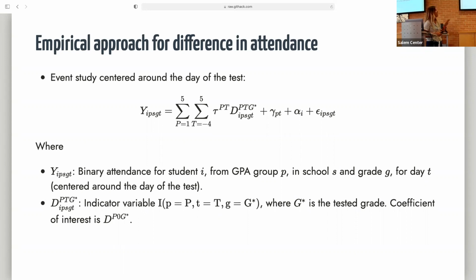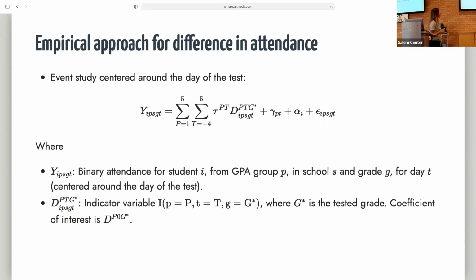Right, but we're going to anchor it at the first day of the window, so minus 5 days before the test. And what we're doing here again is using a binary attendance, so whether the kid is at school or not. For a student i, for my GPA group p, that GPA group is going to be defined by the deciles that I mentioned before. So the first decile are going to be bottom performers, 10th decile top performers, and then all the deciles in between, from a different school in a different grade, right? And T equals 0 is going to be the day of the test. So we're taking 5 days before, 5 days after, and T equals 0 is the day of the test.